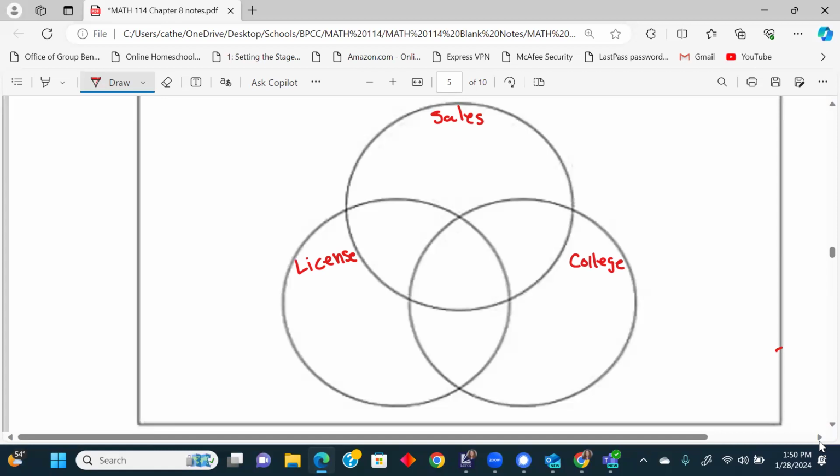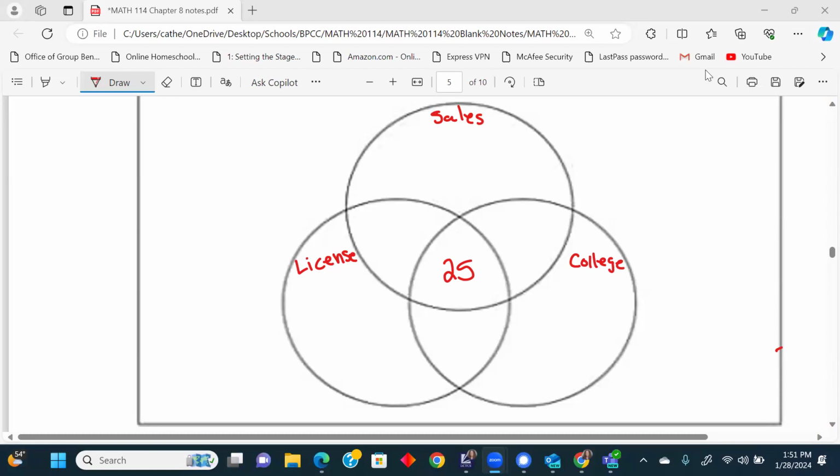Let's start in the very middle. Which one had all 3? Sales experience, college degree, and a real estate license. So that will be 25 people. What we're actually doing here is we're working inside out. So we have an overlap of all 3, and then we're going to go to the overlaps of 2s.